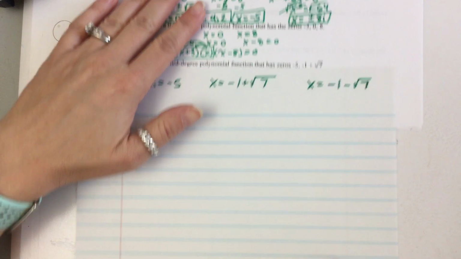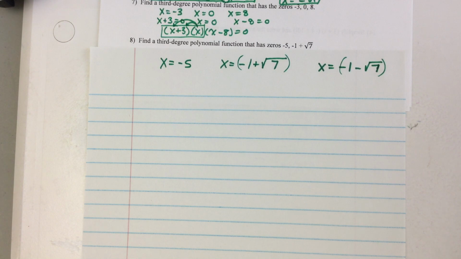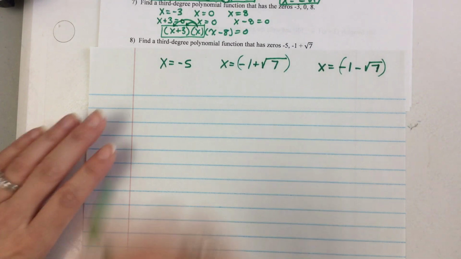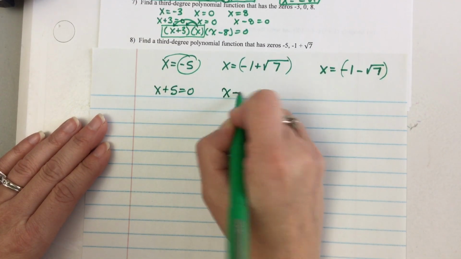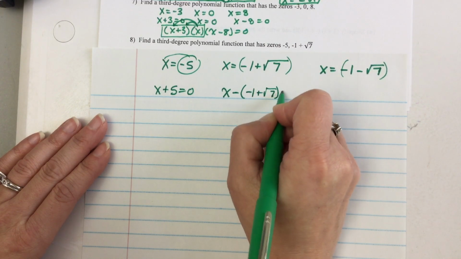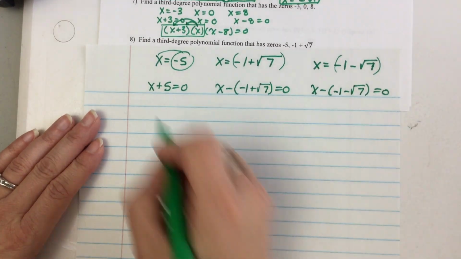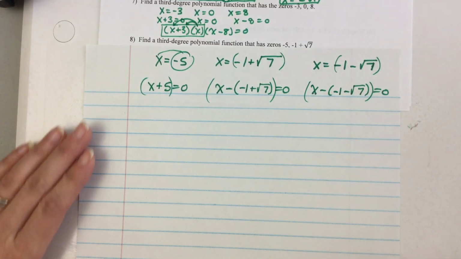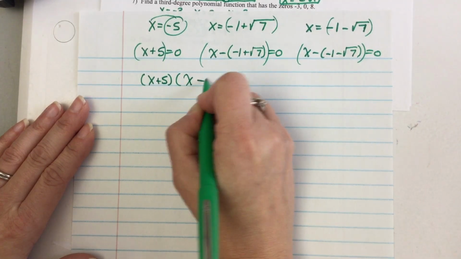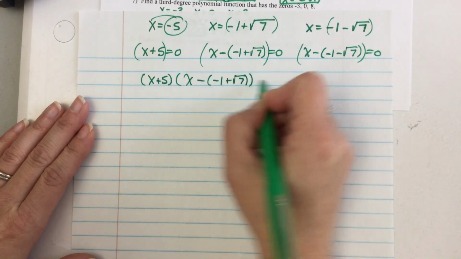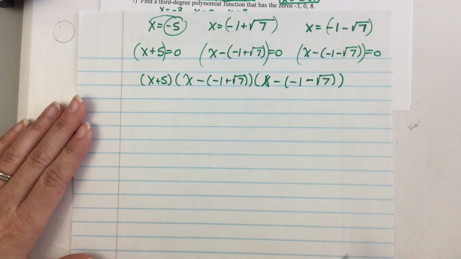Now when I go to set these equal to 0, this is one number, this is one number. So I'm putting them in parentheses so I remember that I have to move the whole thing over together. Here I just simply add the 5. So x plus 5 equals 0. Here x minus the group, negative 1 plus the square root of 7 equals 0. Here x minus the group, negative 1 minus the square root of 7 equals 0. Anything that is on the non-zero side goes in parentheses. So I have x plus 5, the group x minus a negative 1 plus the square root of 7, x minus a negative 1 minus the square root of 7 equals 0.